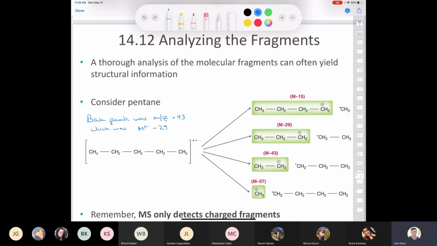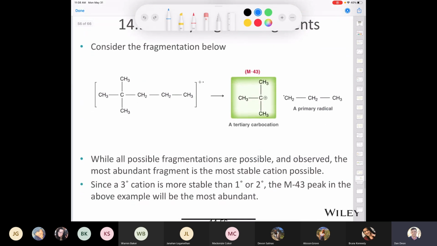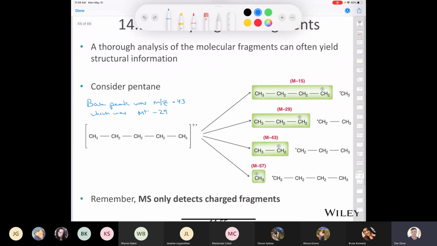So that's fragmentation. Now, what if we had something like this? This is 2,2-dimethylpentane. If you saw that the base peak was at M-43, well, I just told you that 43 was the loss of a propyl, and it's a good idea to memorize 15, 29, 43, 57, which are all odd numbers. This is a methyl.